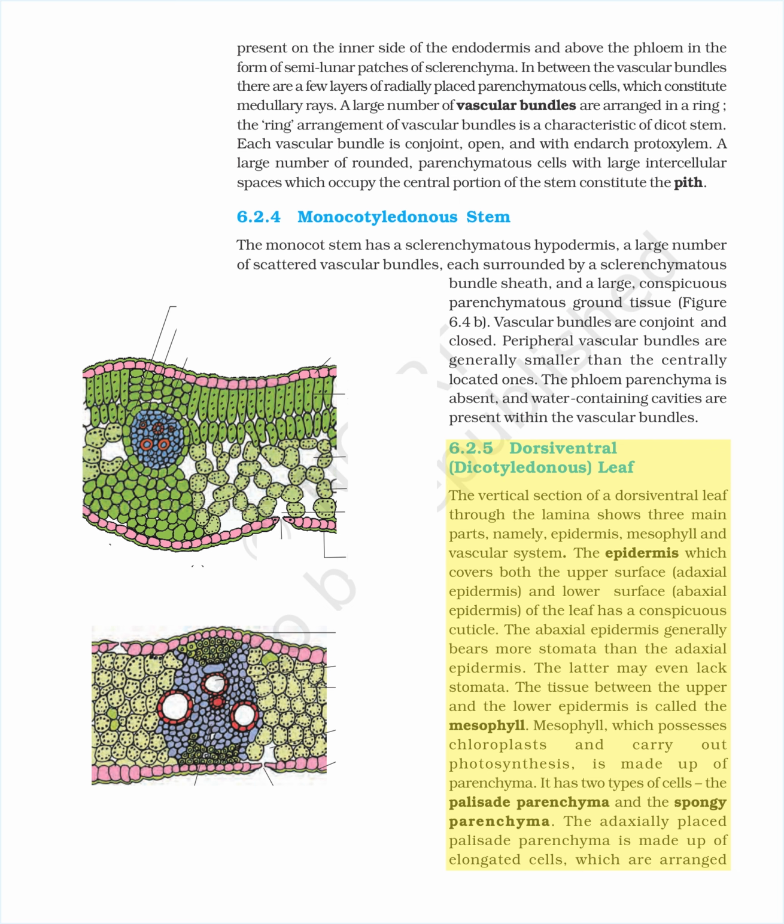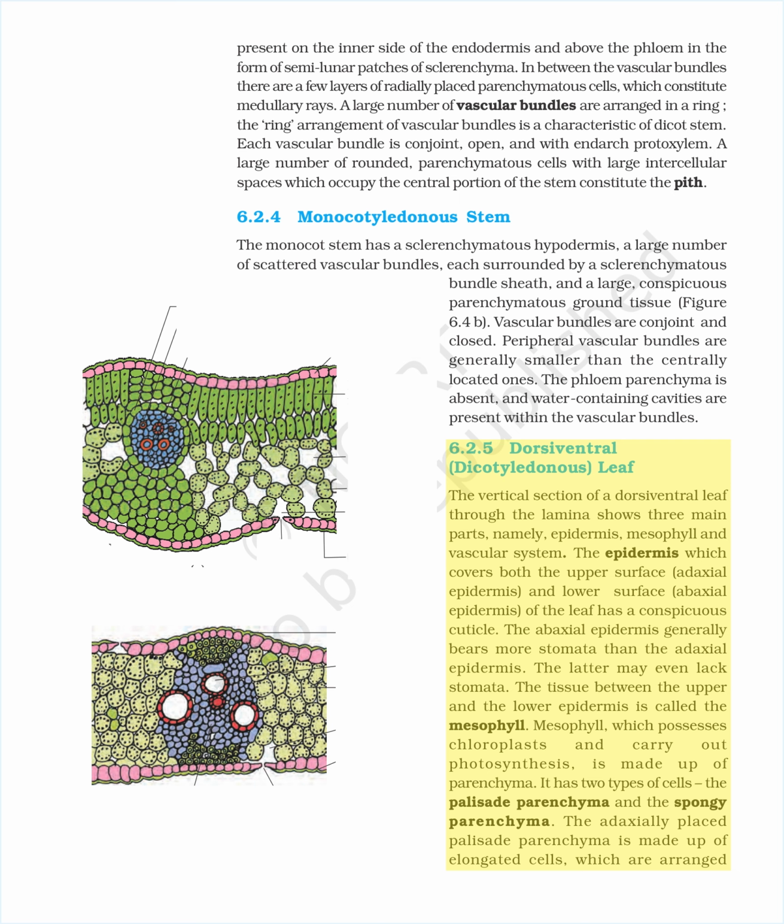6.2.5 Dorsiventral, dicotyledonous, leaf. The vertical section of a dorsiventral leaf through the lamina shows 3 main parts, namely, epidermis, mesophyll and vascular system. The epidermis which covers both the upper surface, adaxial epidermis, and lower surface, abaxial epidermis, of the leaf has a conspicuous cuticle. The abaxial epidermis generally bears more stomata than the adaxial epidermis. The latter may even lack stomata. The tissue between the upper and the lower epidermis is called the mesophyll.